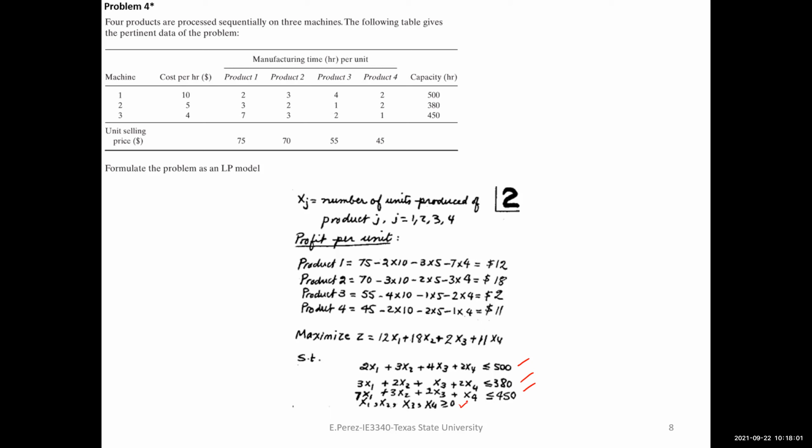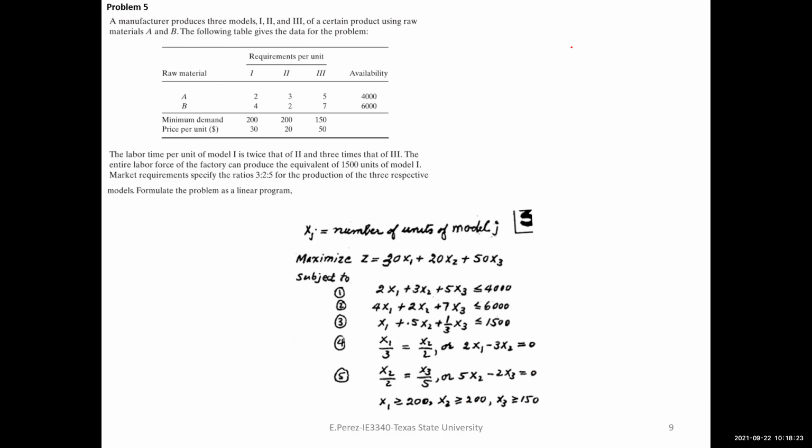Okay, so 3 machines, capacity for each machine. Those are my constraints. I guess the challenge here is to compute the profit per unit, which involves the unit selling price minus the cost of production.